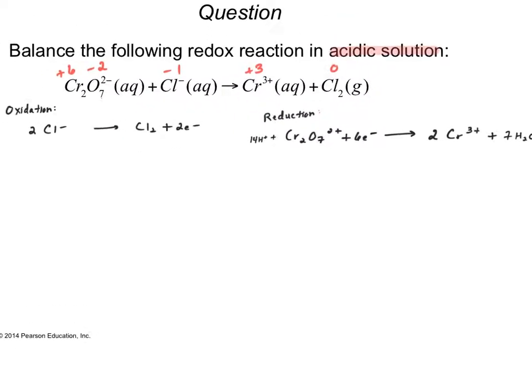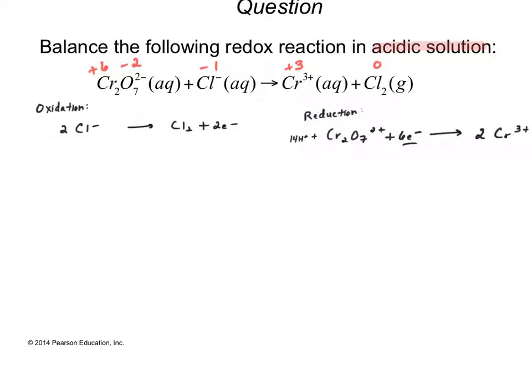Now we can bring them together, and all we have to do is be concerned with balancing with respect to electrons, okay? So for our reduction reaction, we have 6 electrons. For the oxidation, we only have 2. What do I need to multiply my oxidation reaction by to get 6 electrons overall? I'm going to multiply this guy by 3. That's going to give me 6 Cl minus goes to 3 Cl2 plus 6 electrons.